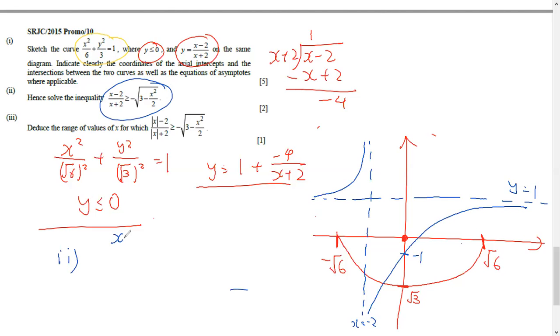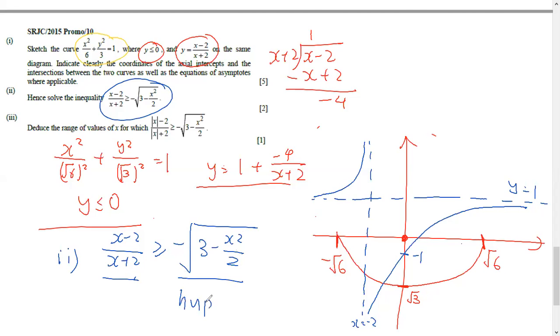The inequality x minus 2 over x plus 2 more than or equal to minus root 3 minus x squared over 2. So again, we try to correlate to what we have. The left hand side, we have it. How about this right hand side? What is this right hand side? The right hand side is actually the hyperbola that we have. Sorry, why am I keep saying hyperbola? The ellipse that we have. Okay, it's the ellipse that we have.